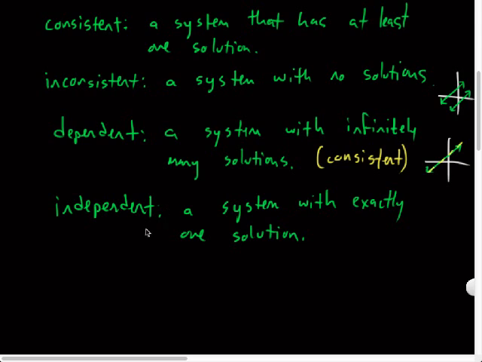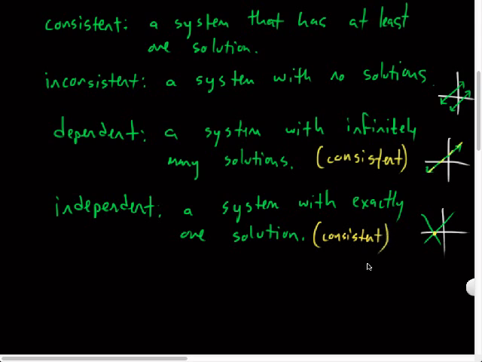Independent is a system with exactly one solution. So that's the one that we described earlier, where it's just a plain old intersection of two lines crossing at a single point. Makes sense. And question, is an independent system consistent or inconsistent? Also consistent.